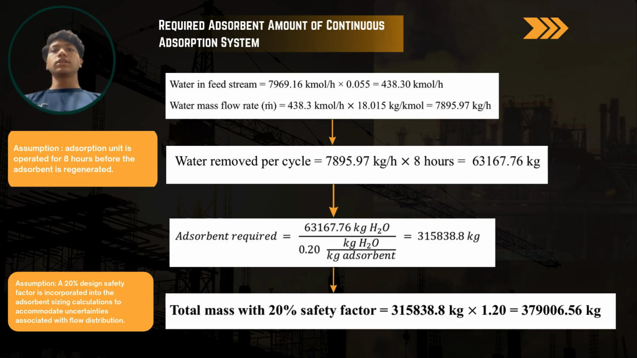So as you can see here, our second step is water removed per cycle. In this step we use the assumption that one cycle operates for 8 hours, after which the adsorbent is regenerated. So the formula is the mass flow rate of water just now multiplied by 8 hours, and we get the value also in kg.